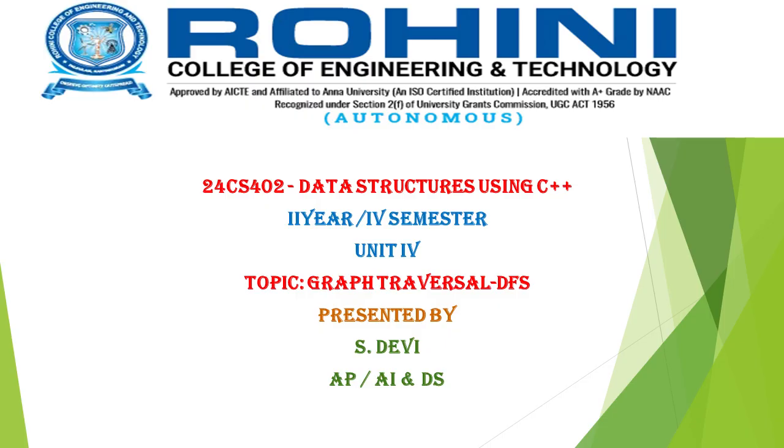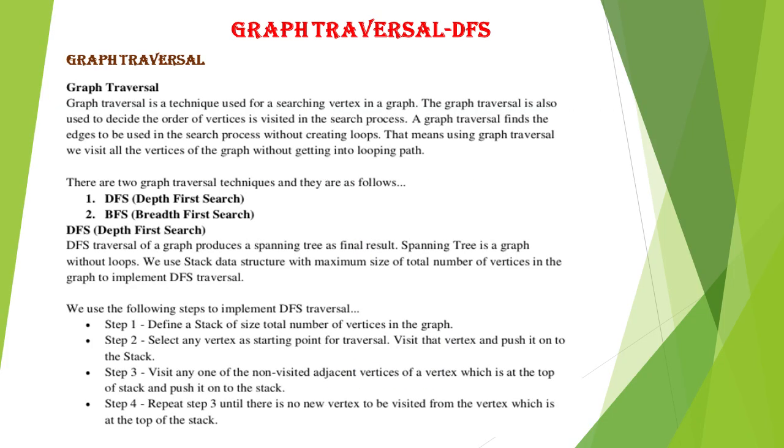I am going to teach the subject Data Structures using C++. Today we are going to discuss the topic Graph Traversal. Graph traversal is a technique used for searching a vertex in a graph. It is also used to decide the order of vertices visited in the search process. A graph traversal finds the edges to be used in the search process without creating a loop. That means using graph traversal, we visit all the vertices of a graph without getting into a loop path.